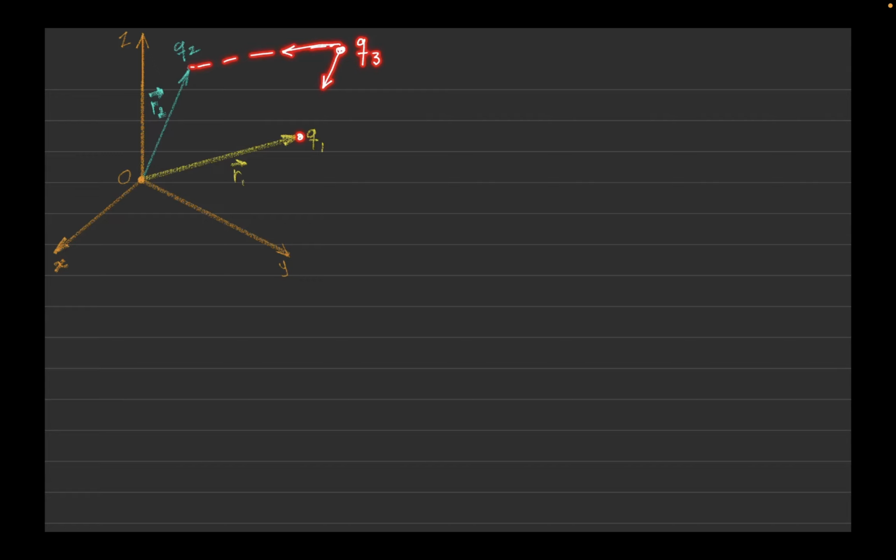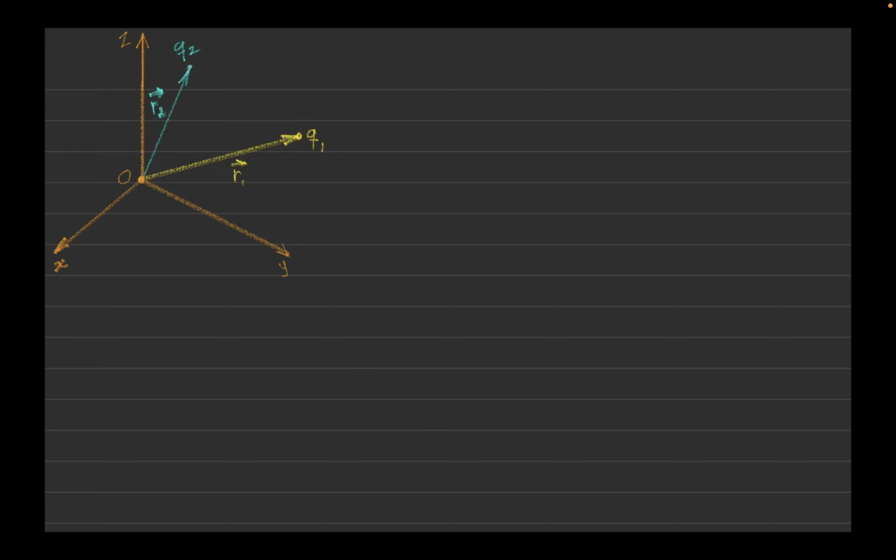And because these two forces are not aligned on the same line, it is not possible for the vector sum to be 0. So if I choose Q3 somewhere here, or in any other point except these points, it is not possible to make the net force acting on Q3 0.